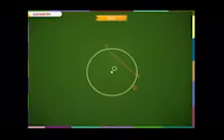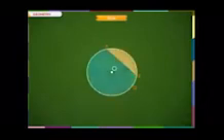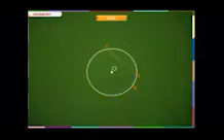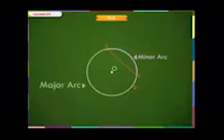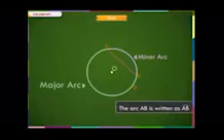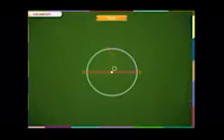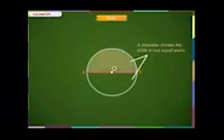Look at this circle. We can see that AB is a chord. AB divides the circle into two parts. Each part is called the arc of the circle. An arc is the portion of the boundary of the circle. This is the minor arc and this is the major arc. Symbolically, we represent the arc AB like this. When we draw the longest chord on this circle, we see that it divides the circle into two equal parts. Each part is called a semicircle.